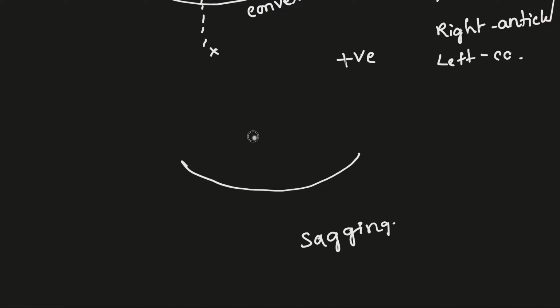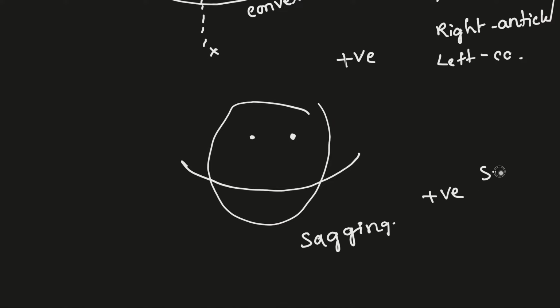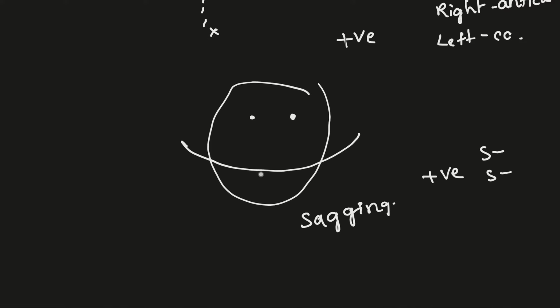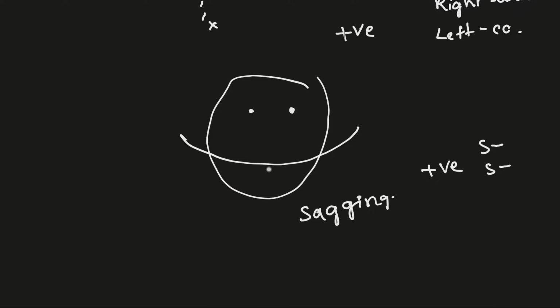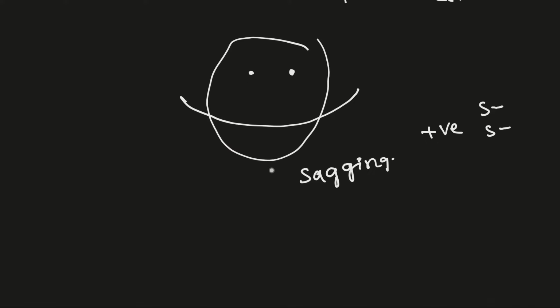If the beam is like this, isn't it like smiling? Positive thinkers will smile. So S for smiling, S for sagging. That is the positive bending moment. That is again a trick to remember. Positive bending moment is generally referred to as sagging. So let us see hogging, negative bending moment.